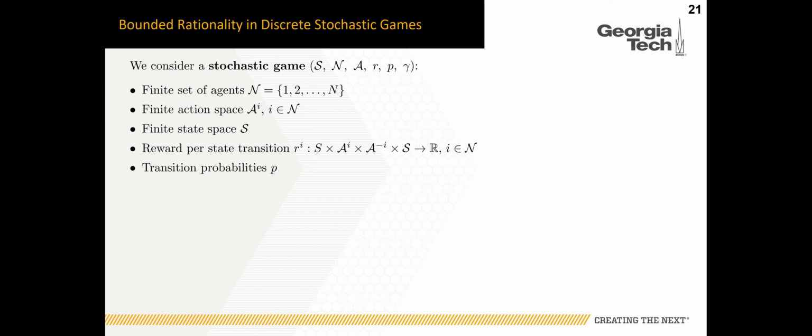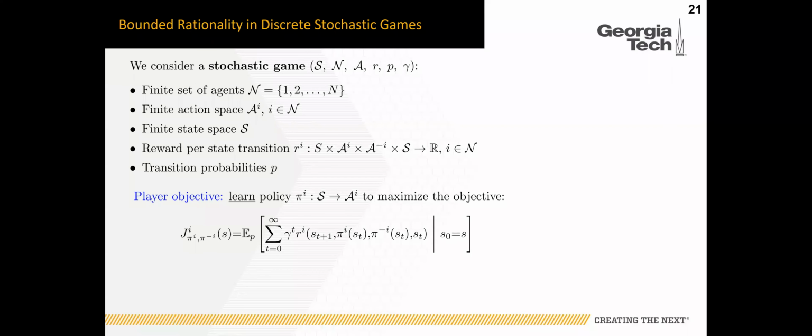Now we will see how this framework can be applied to a stochastic game, where I give you a finite set of agents, which can be N, a finite action space A_i, a finite state space S, and then of course I have a reward per state transition and different transition probabilities. The player objective will be to learn a policy pi, which maps states to actions, to maximize the objective. So from now on, you don't see anything different here. Whenever I say pi and pi minus i, this is the classical framework where you see the policies of myself and all the other agents.